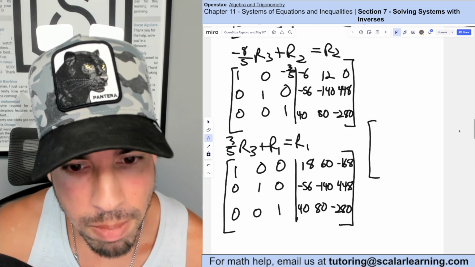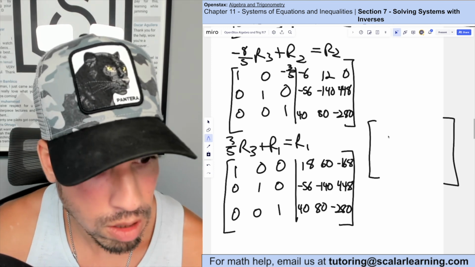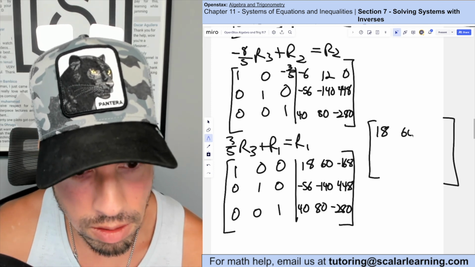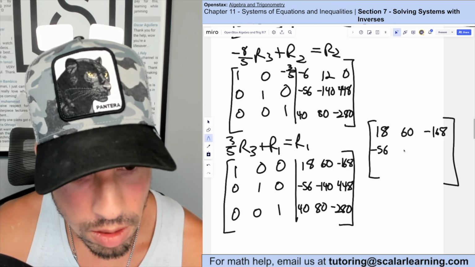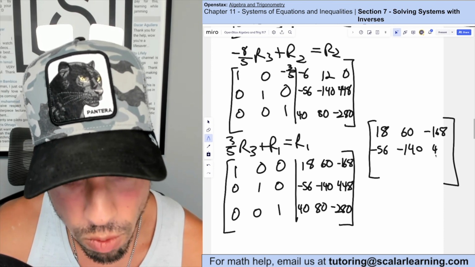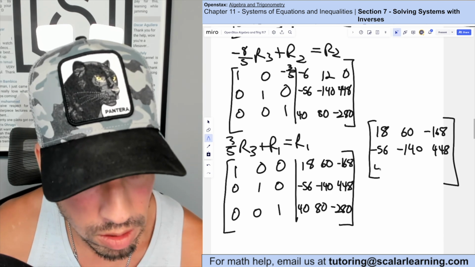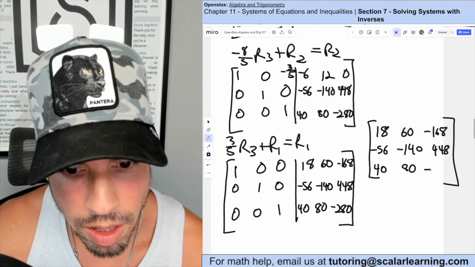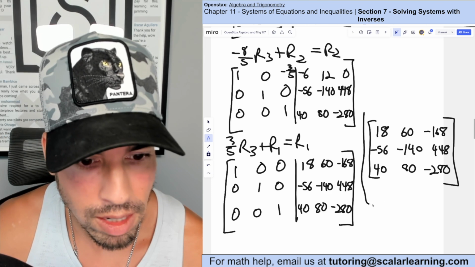So then our final matrix inverse of this would be 18, 60, negative 168, negative 56, negative 144, 48. And then the bottom row is 40, 80, and negative 280. That's how you do it.